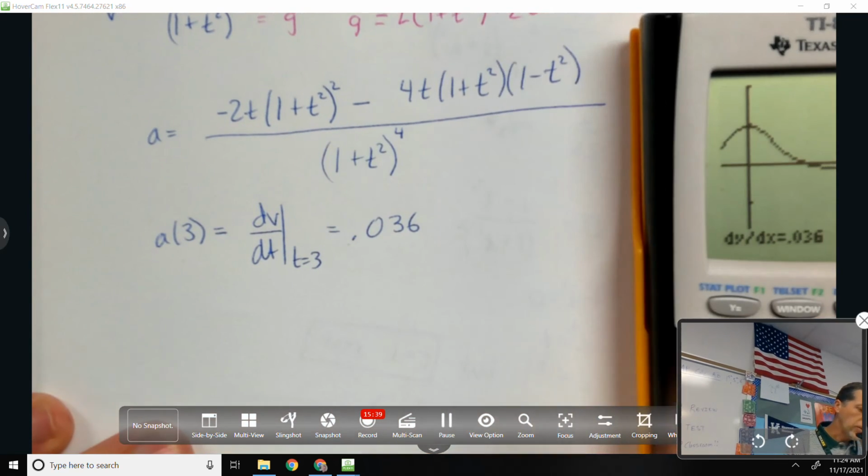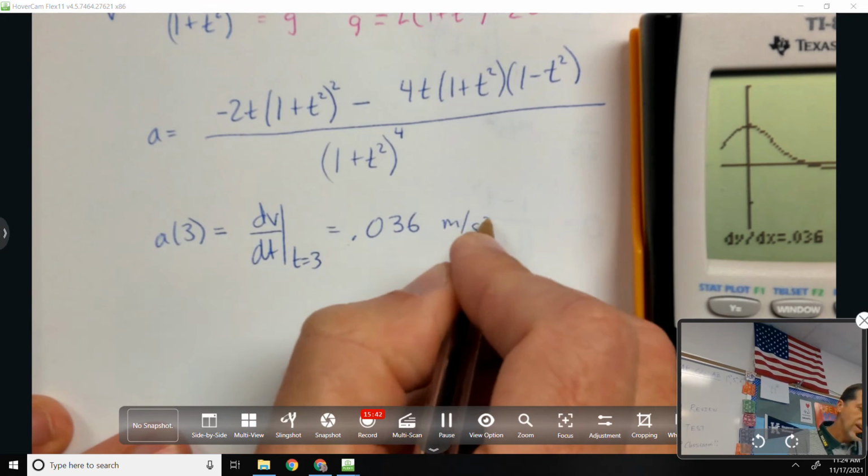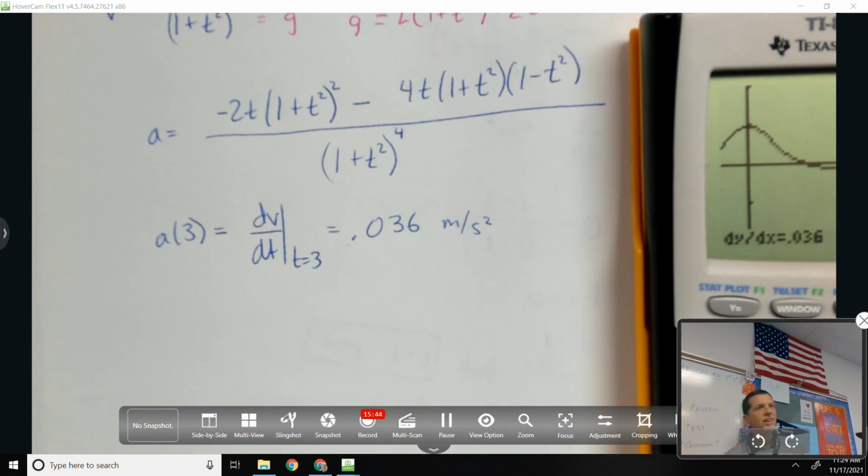And if I really wanted to check my work, what could I do? You could actually solve the problem. I could put 3 in for t and all of that stuff, and I should get 0.036. If I don't, then I did something wrong with the acceleration.